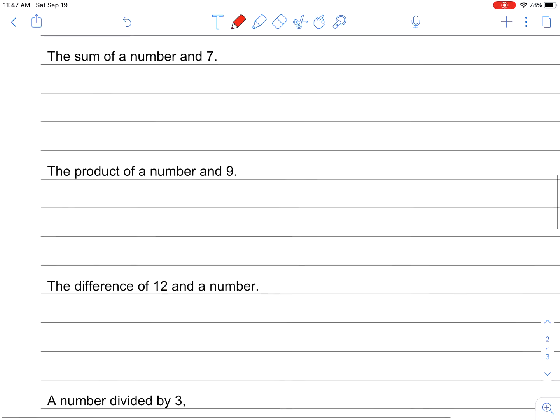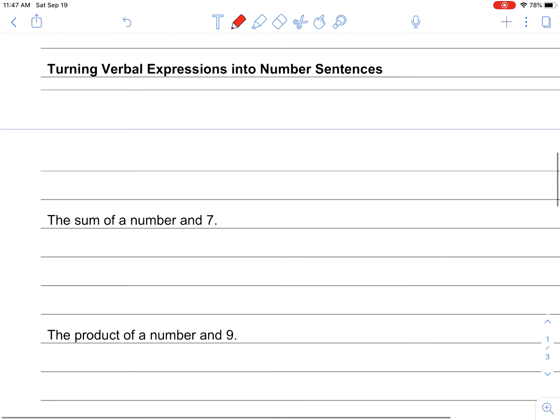Our next section is turning verbal expressions into number sentences. So a verbal expression, that's a sentence. For example, the sum of a number and 7, that is a sentence. We want to turn this into a number sentence. A number sentence is a math problem. So instead of saying the sum of a number and 7, we want to turn this into a math problem.